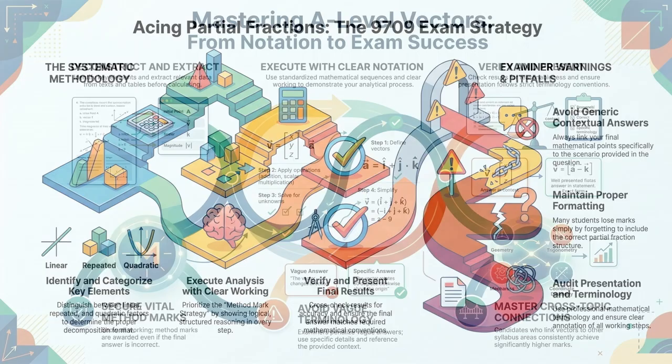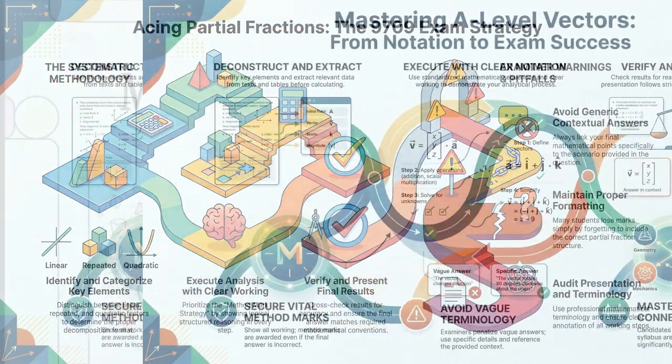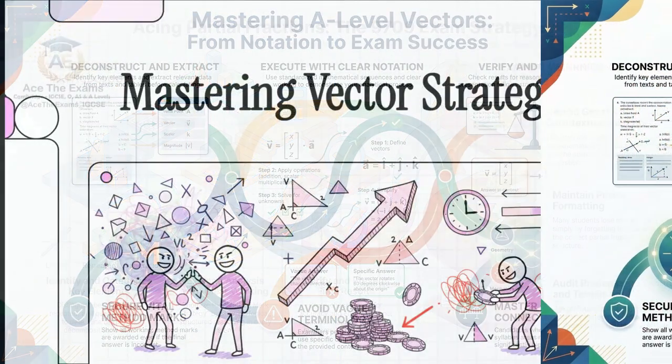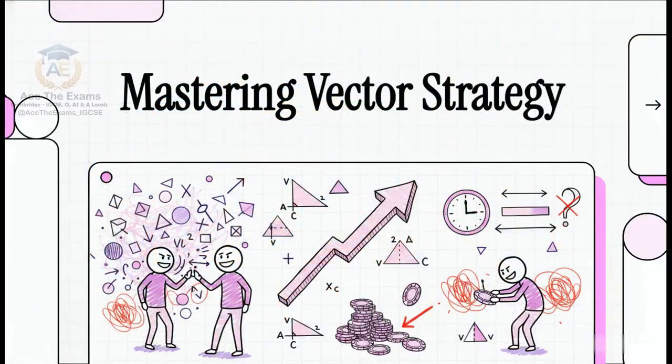Welcome to the Explainer. Today, we are stepping right into the casino. But listen, we aren't playing poker here. We are playing a much, much higher stakes game. We are mastering vectors for the Cambridge AS and A-Level Mathematics 9709 exam.